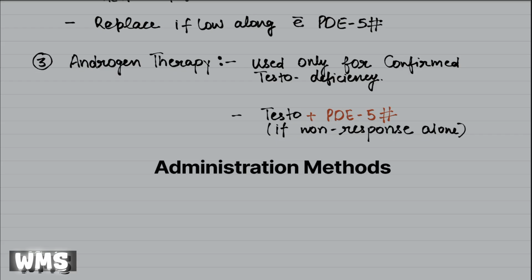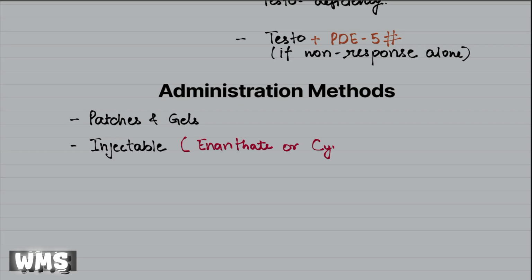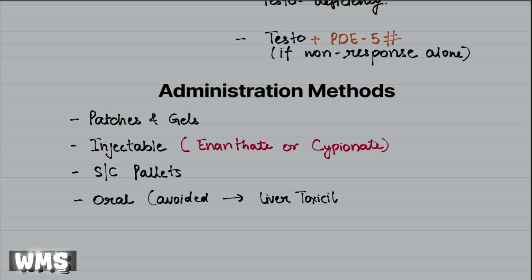There are multiple ways to give testosterone, including transdermal patches and gels, injectable forms like enanthate or cypionate, and subcutaneous pellets. Oral forms are generally avoided due to the risk of liver toxicity, except for newer preparations like testosterone undecanoate.